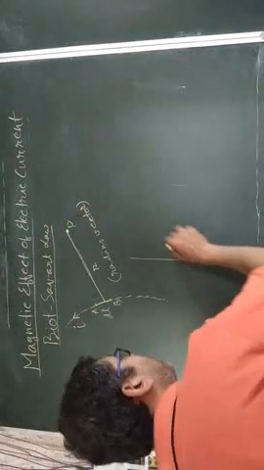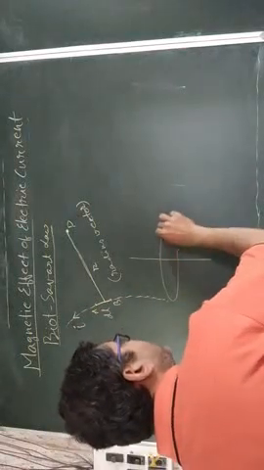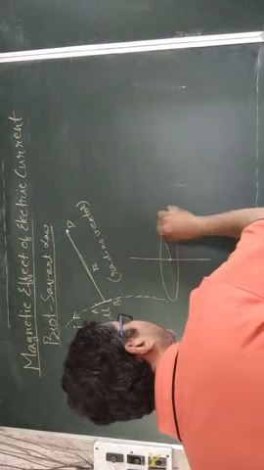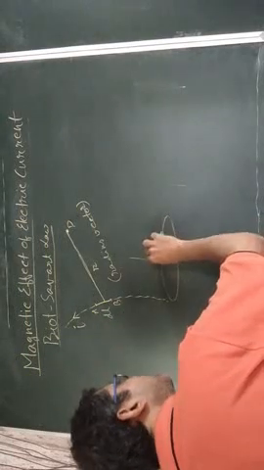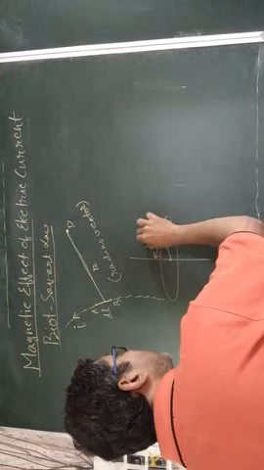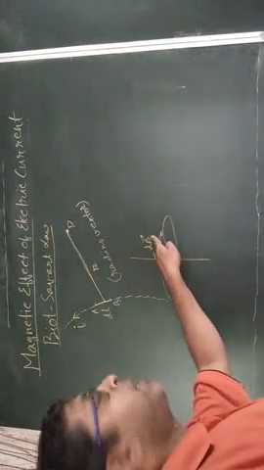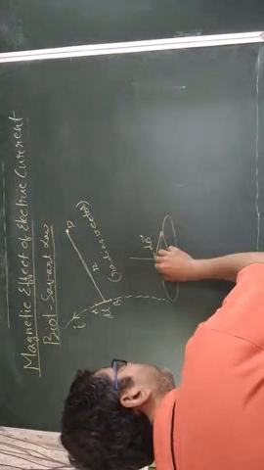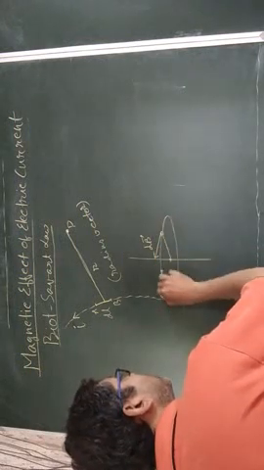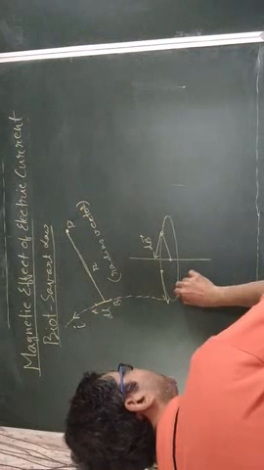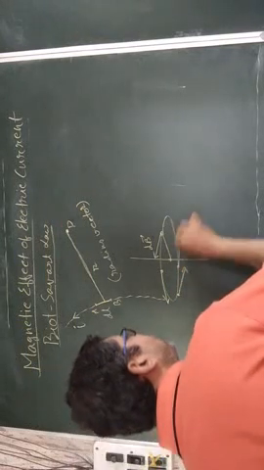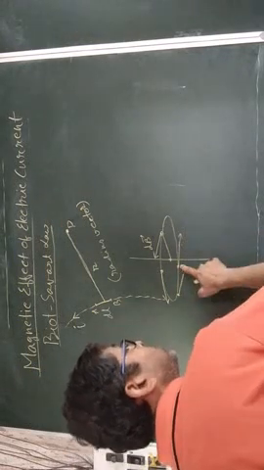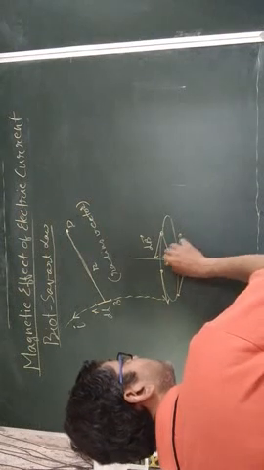If this is the conductor, here is the point, then the magnetic field is like this. Usually magnetic field is denoted by B. If the point is located now here, the direction is here. That means at every new point, the direction of the magnetic field changes.